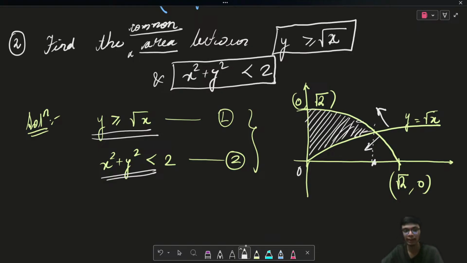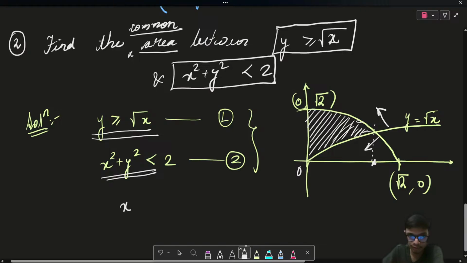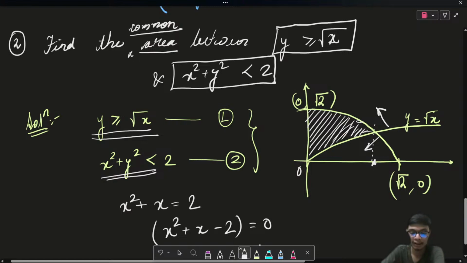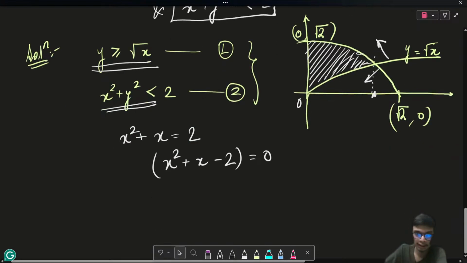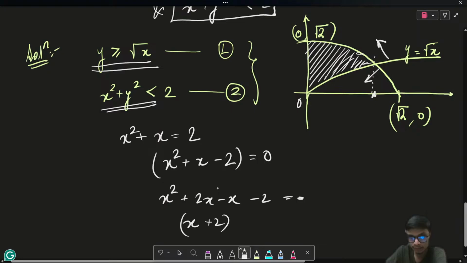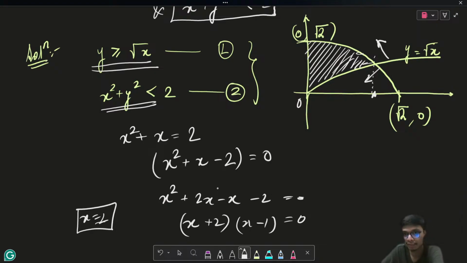So what I'm going to do is simply solve these two equations. So x square, and in place of y square I'll put x, and from here I'll get x square plus x minus 2 is equal to 0. From here I'll get two roots. x square plus x minus 2 is equal to 0, so x plus 2 and x minus 1 will be the roots. So over here x equals 1 is a point of intersection, and minus 2 is not possible, right? So x equals 1 is going to be the point of intersection.